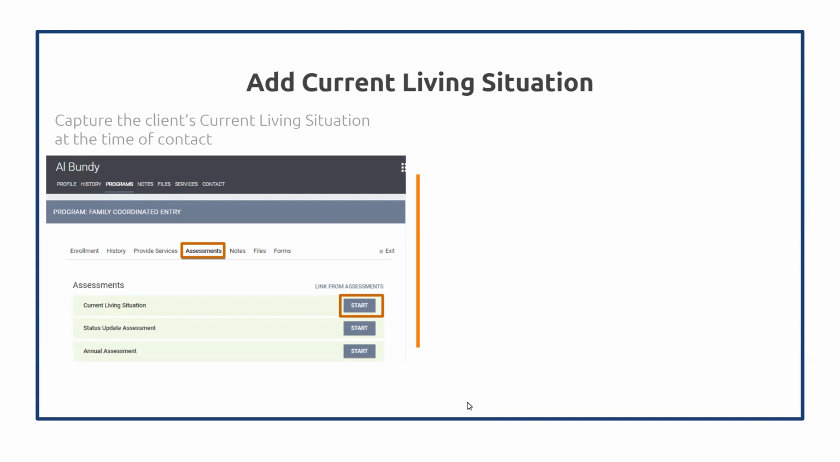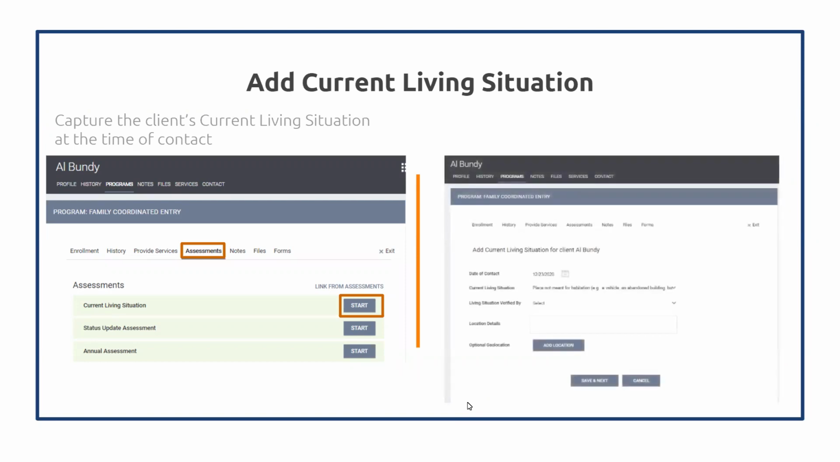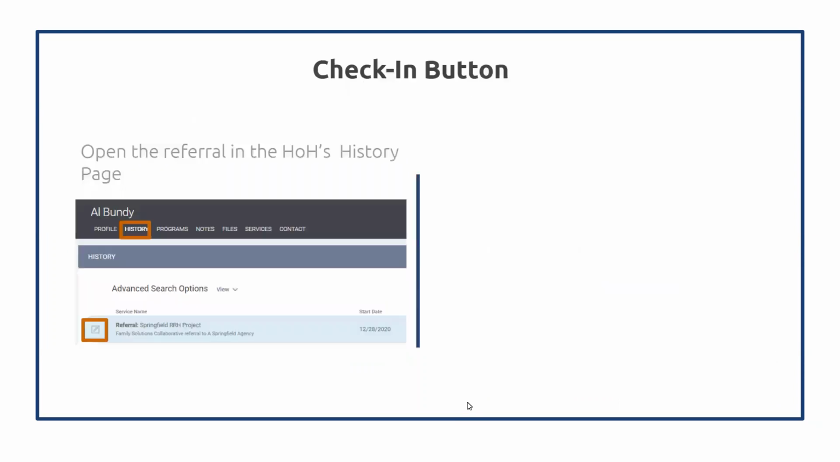So to do this, go to the Coordinated Entry Project in the Assessments tab. Click Start to begin the assessment. Respond to the questions and then click Save and Next to complete assessments for each member of the household. Okay, so that's option number one.